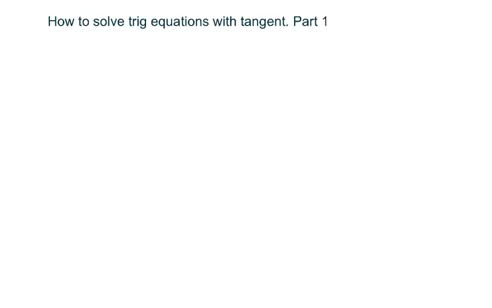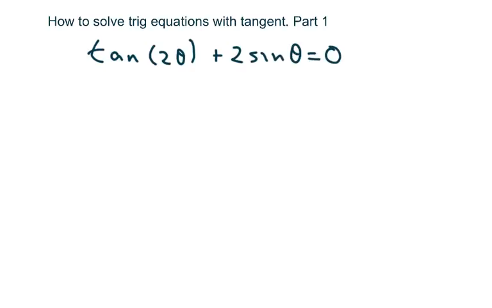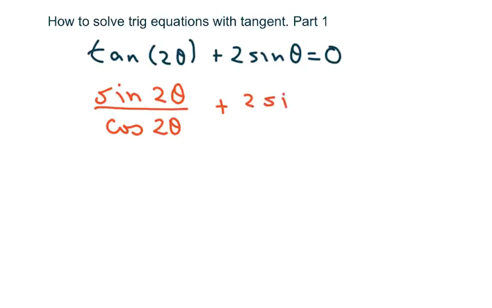Hi everyone, we're going to solve this equation here, tan of 2 theta plus 2 sine of theta equals 0. And the first thing I'm going to do is rewrite tan in terms of sine and cosine. So I'm going to write tan as sine of 2 theta over cosine of 2 theta plus 2 sine of theta.